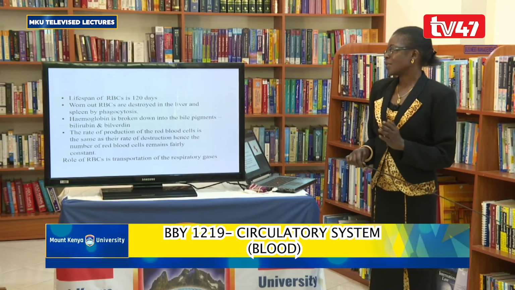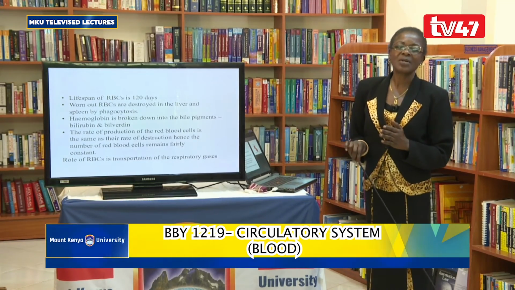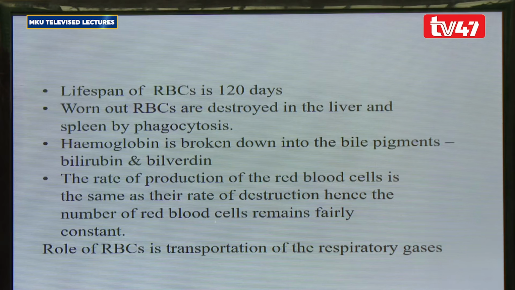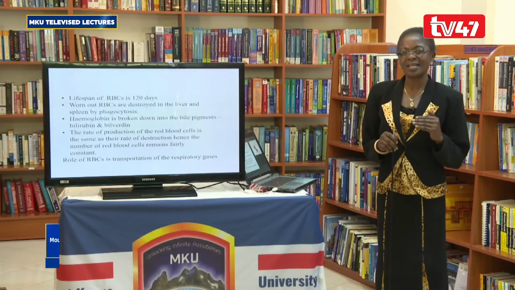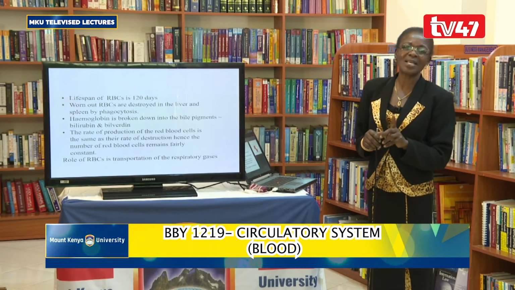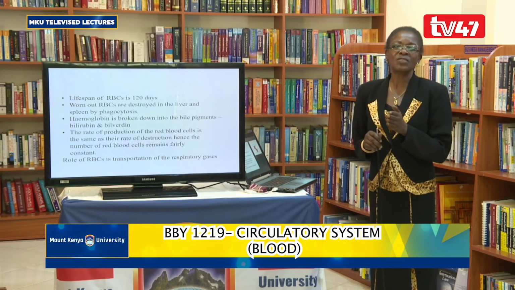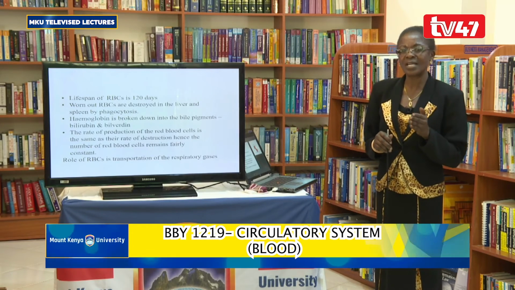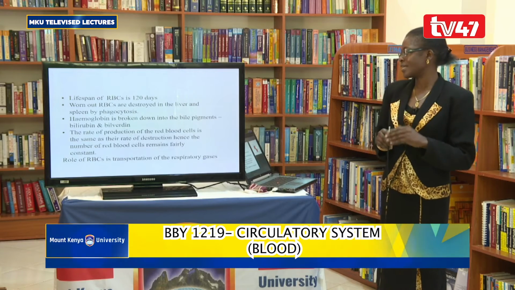So once the pigment is broken down and the red blood cell is broken down, the waste material is carried away by the blood. But although the red blood cells are formed by erythropoiesis and destroyed when they are worn out by phagocytosis, the number of red blood cells that an individual has is more or less constant. This is because the rate of production of the red blood cells is equal to the rate of destruction. In other words, the rate of erythropoiesis is equal to the rate of phagocytosis of the red blood cells.